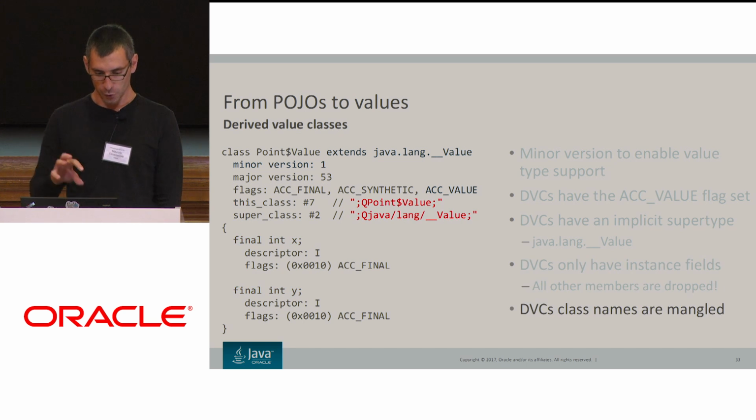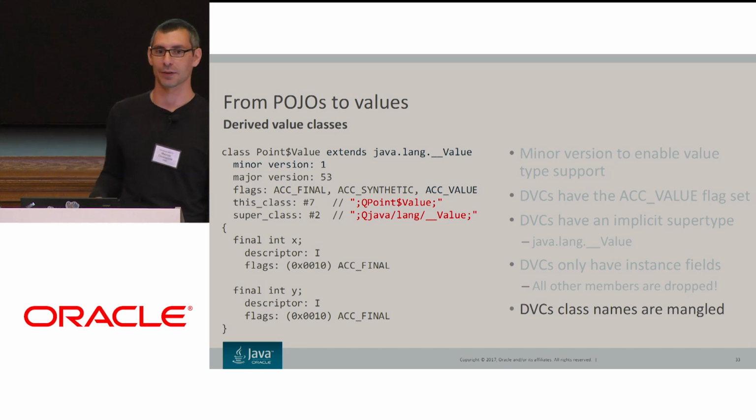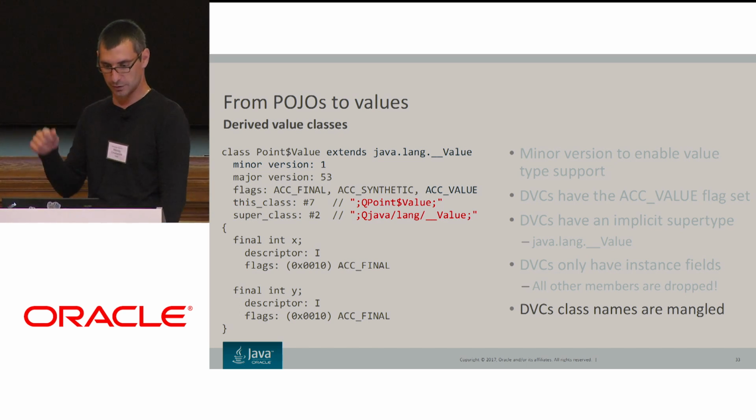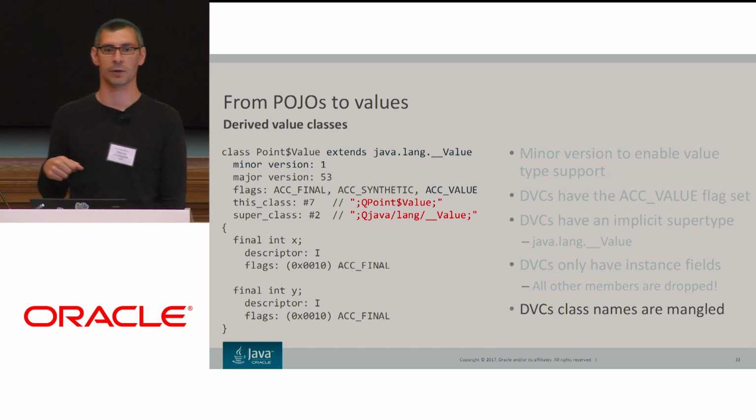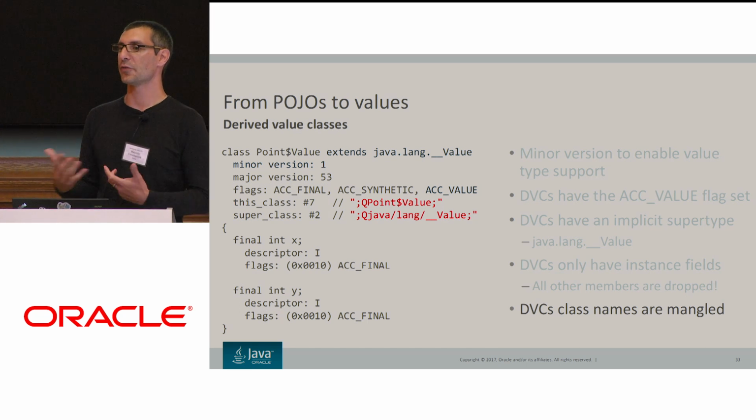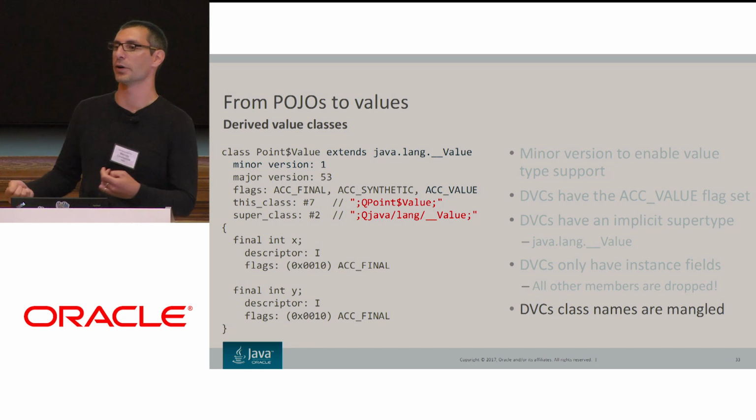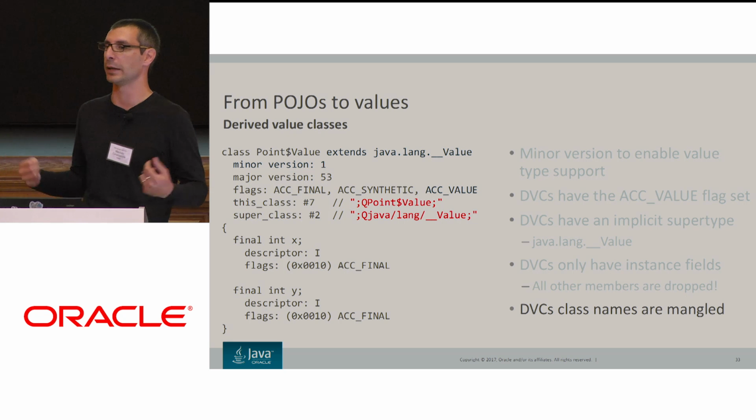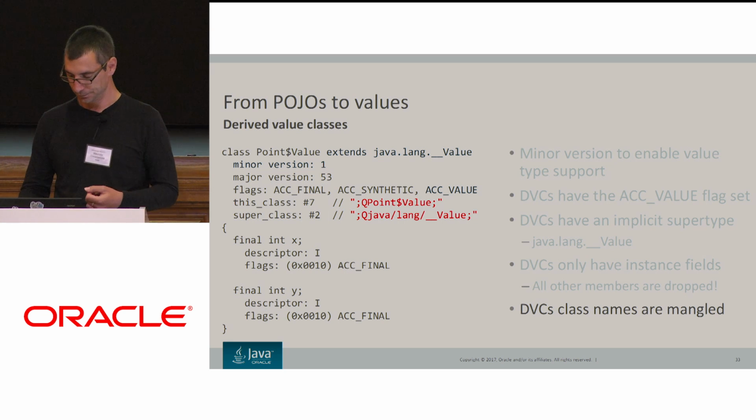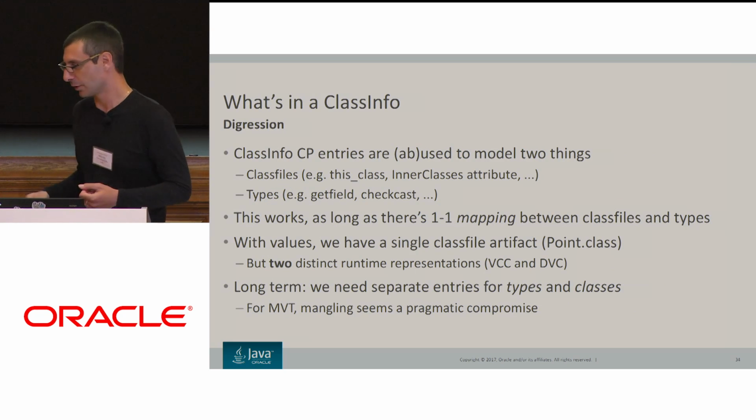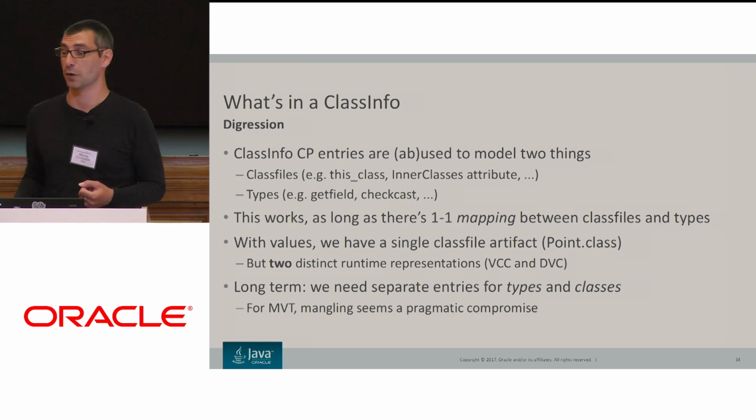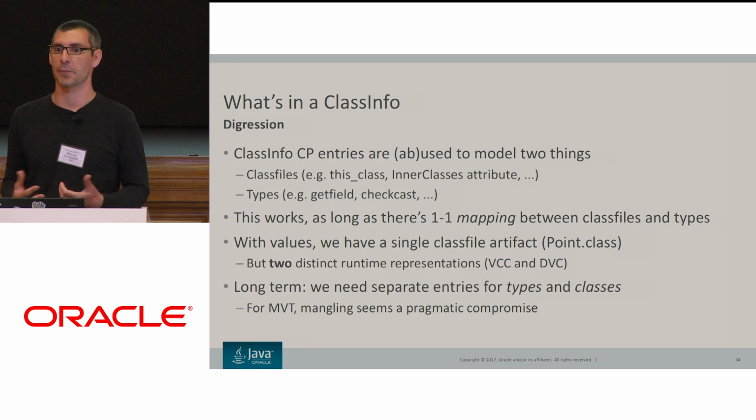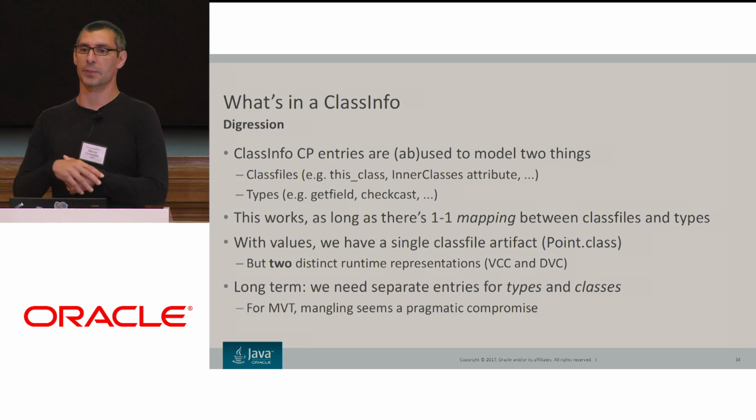And then you can also notice that there's some name mangling going on. So this class field of the bytecode is pointing to something that says semicolon Q Point $value. And this is basically required because the verifier needs to know whether it's operating on an entry that contains a value versus an entry that contains just a plain reference class. And speaking about class info, we have quite a bit of overloading going on at the moment because they are used both to represent class files and to represent types.